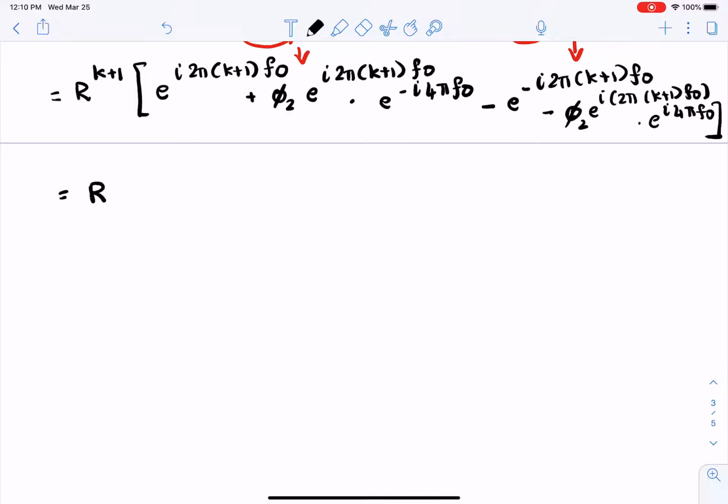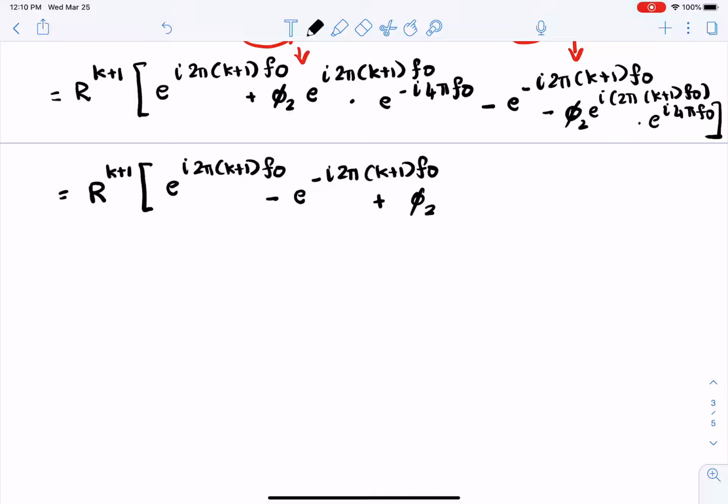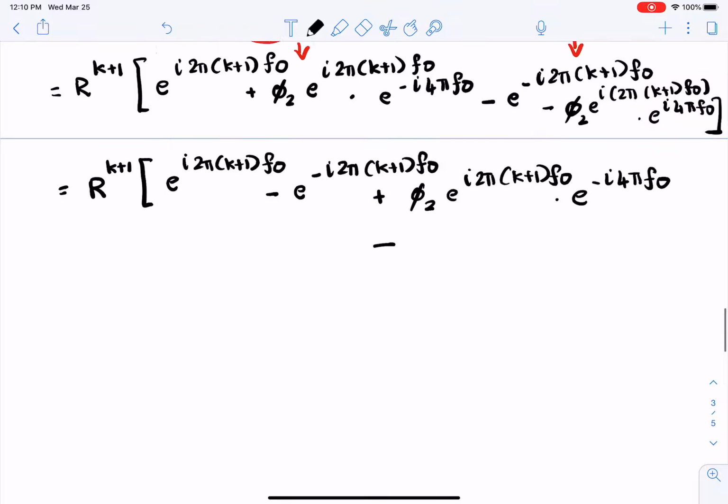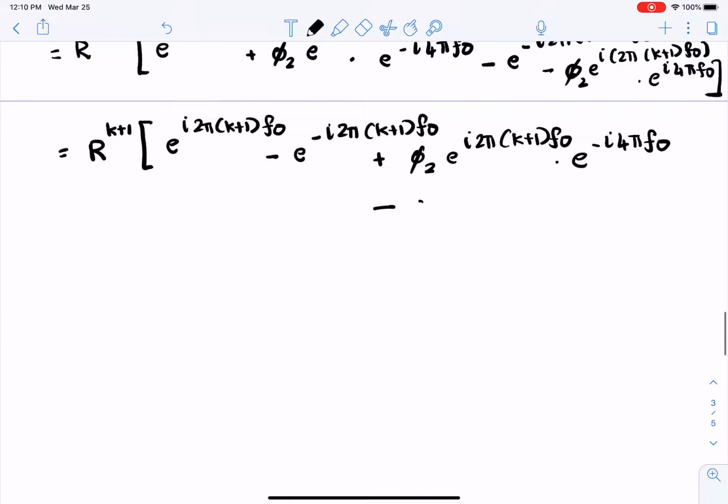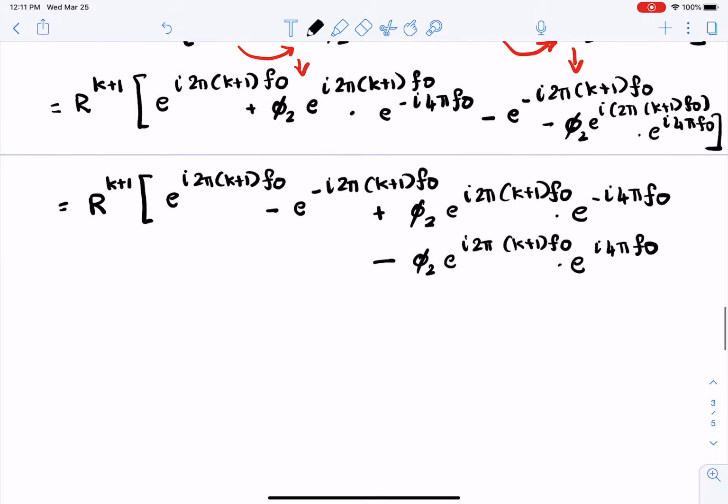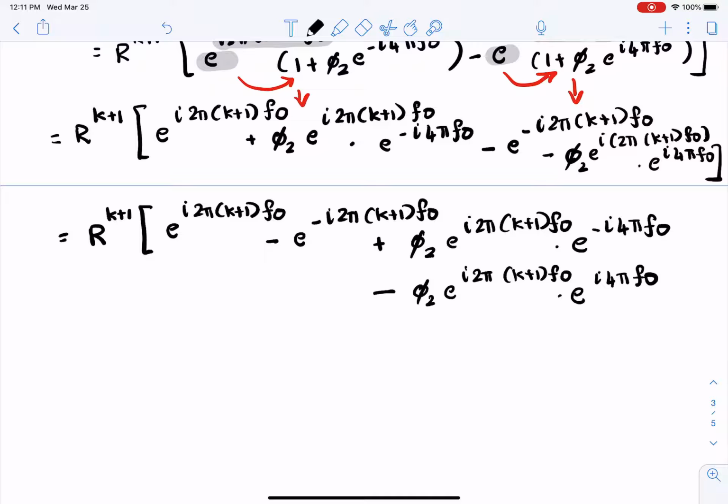Moving on, so we have r raised k plus 1 e raised I 2 pi k plus 1 times f naught. I'm moving things around, so I have e raised minus I 2 pi times k plus 1 f naught plus phi 2 e raised I 2 pi k plus 1 f naught times e raised minus I 4 pi f naught minus phi 2 e raised I 2 pi k plus 1 f naught times e raised I 4 pi f naught. Oh, I forgot a negative here.